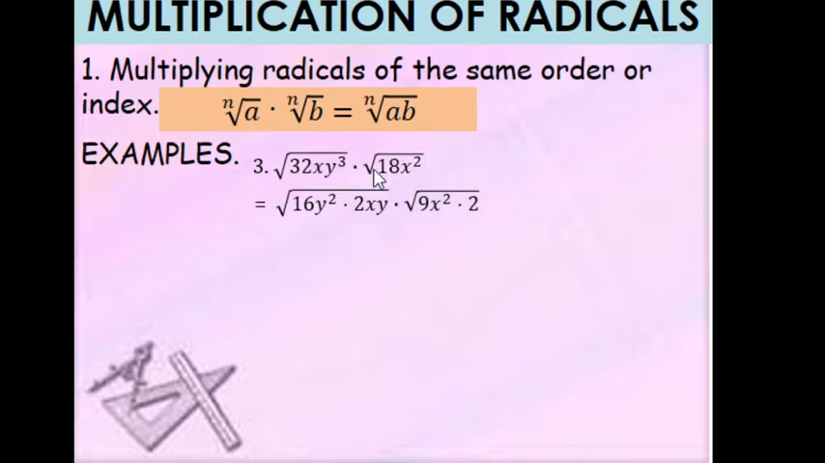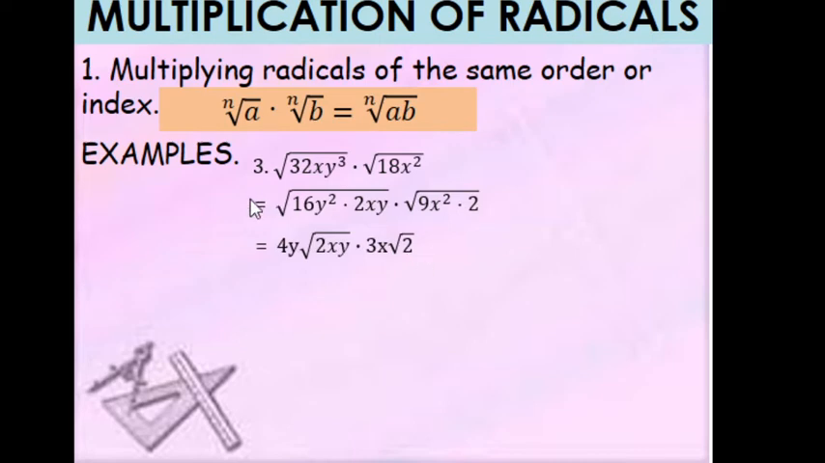Now, let us factor 18x squared. So, ang factors ng 18 is 9 times 2. So, yung 9 siya ay perfect square. Then, yung x square siya ay perfect square. Kaya dito natin siya tinabi sa 9. Then, we're going to get the square root of 16y squared and square root ng 9x squared. So, this will become 4y square root of 2xy times 3x square root of 2.